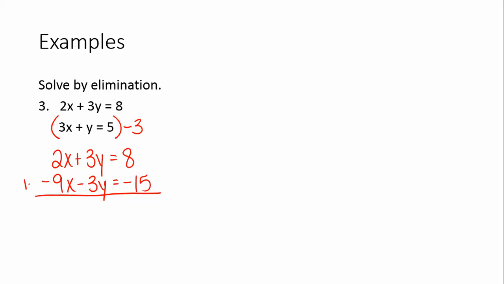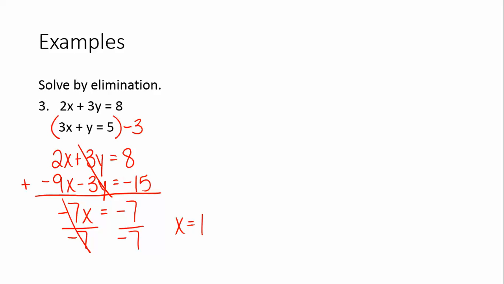And now I'm going to add the equations. 2x minus 9x is negative 7x. The positive 3y and negative 3y eliminate, and I have negative 7. Divide both sides by negative 7. And we get that x equals 1.